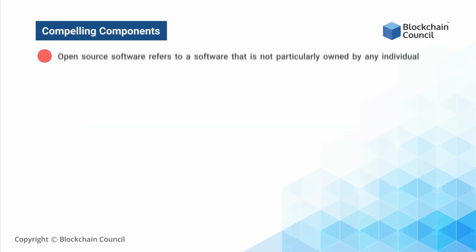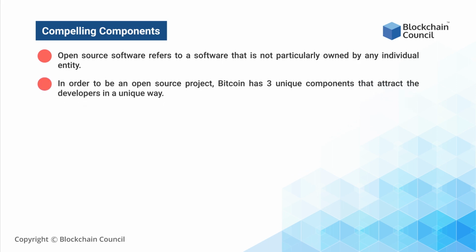Let's start with compelling components. Open source software refers to a software that is not particularly owned by any individual entity. Any developer is allowed to examine the source code of the software, modify or use them for free, according to their needs.